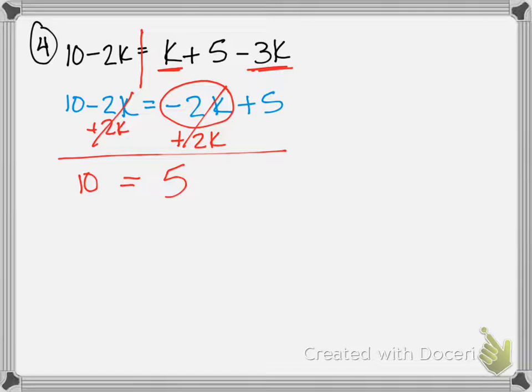So this answer should look really weird to you guys. Whenever the variables cancel out in your final answer, this is what we call one of the special cases. So does 10 equal 5? No, it does not. So because 10 does not equal 5, that means no matter what number you plug in for k, you will always have no solution. So no matter what number you plug in, it will never ever be a solution. So this is one of our 2 special cases, no solution.